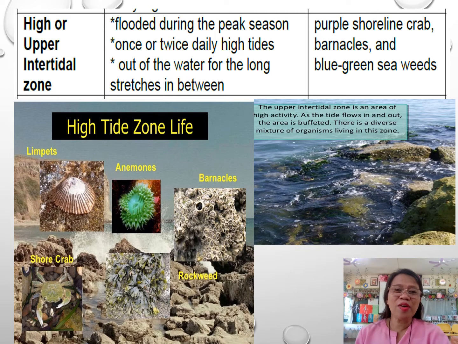Next, the high or the upper intertidal zone, ang sa ibabaw. They are just flooded during the peak season, once or twice daily high tides. Mabasa sila kung motaob. Kung dili motaob, kasi sila mabasa. Out of the water for long stretches in between. So what are the organisms that are found here? We have the purple shoreline crab, the barnacles, the blue-green seaweeds. Okay.